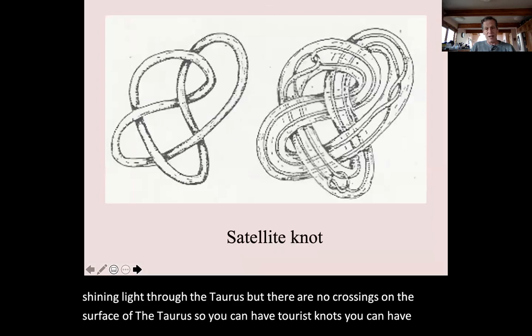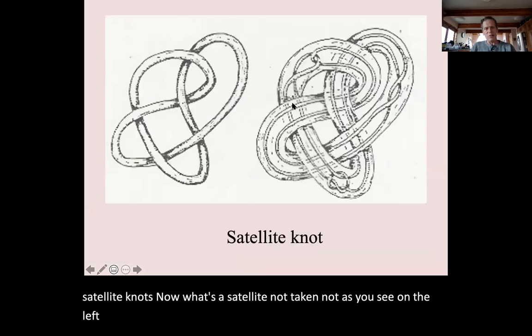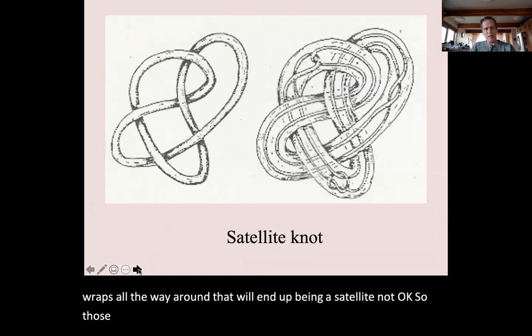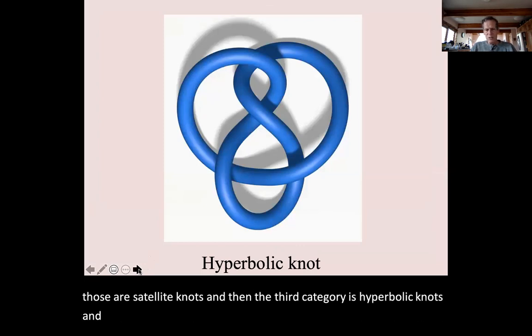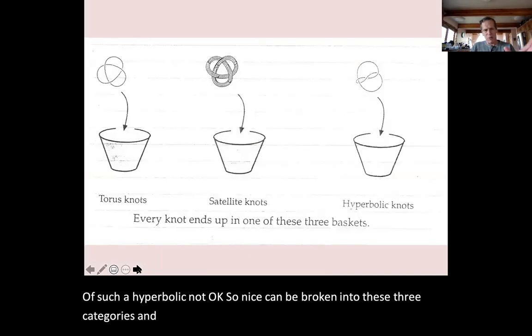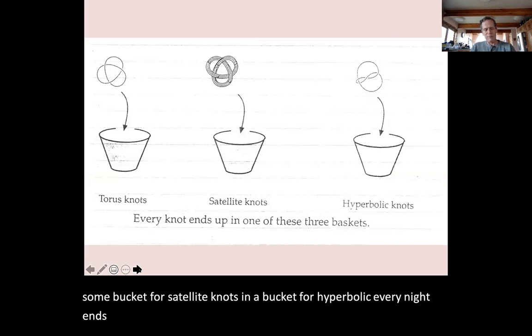Now, what's a satellite knot? Take a knot, as you see on the left here, thicken it up, and then stick another knot inside it, so long as it wraps all the way around. That will end up being a satellite knot. Okay, so those are satellite knots. And then the third category is hyperbolic knots, and I'm just showing you one example of such a hyperbolic knot. Okay, so knots can be broken into these three categories, and they're separate. Okay, so we have a bucket for torus knots, a bucket for satellite knots, and a bucket for hyperbolic knots. Every knot ends up in one of these three baskets.